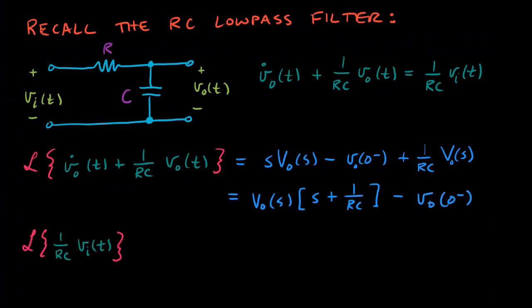And the Laplace transform of the right-hand side is just the Laplace transform of 1 over RC times Vi of t, and we just know that's going to be 1 over RC times Vi of s. Okay, it's going to be dependent upon what Vi of s is. That's going to determine what that Laplace transform actually is. But we'll be able to work with this algebraically instead of using differential equations.